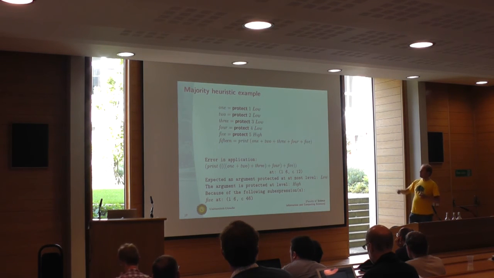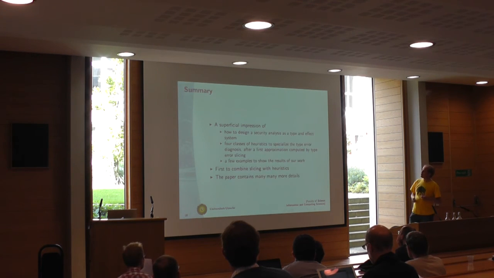Okay, there's another example of the majority. Yeah, so you have 1, 2, 3, 4, 5. 5 is high, the rest is low. And here you see, for example, that we actually blame the 5 because it's the only one that is high. And this is another example of a propagation of the majority.